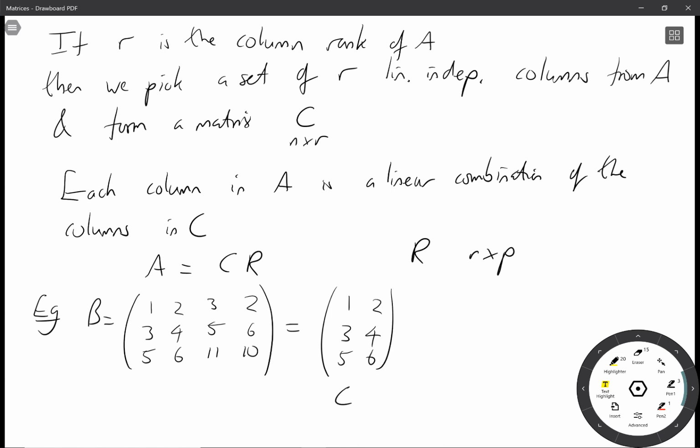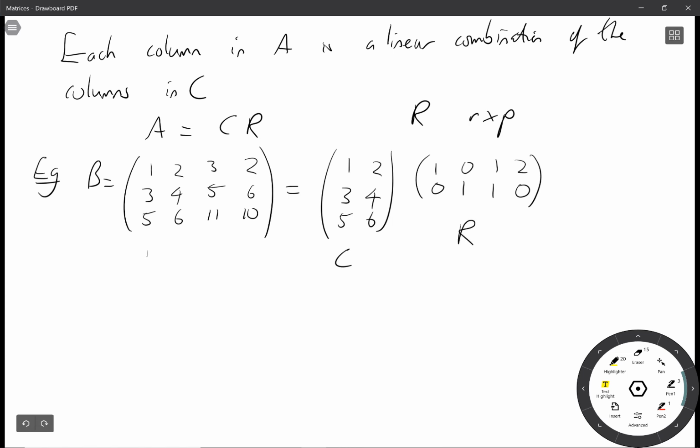And now we have to write down the matrix R, which tells us how many combinations of each column to make each of the columns in B. For the first column here, we need one lot of the first column in C. So we need a 1 and a 0. To make the second column in B, we take one lot of the second column in C. So that's 0, 1. To make the third column, we take one lot of the first column plus one lot of the second column. So it's going to be a 1, 1. And the final column is just 2 times the first column. So that's going to be a 2 and a 0. So this is our matrix R.